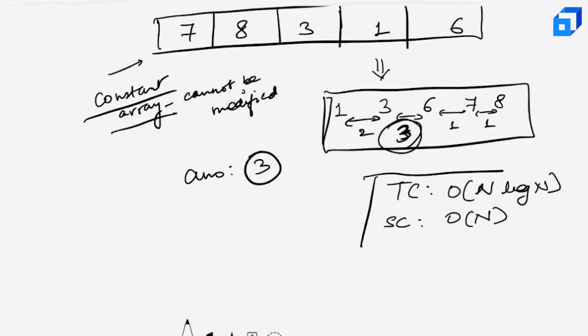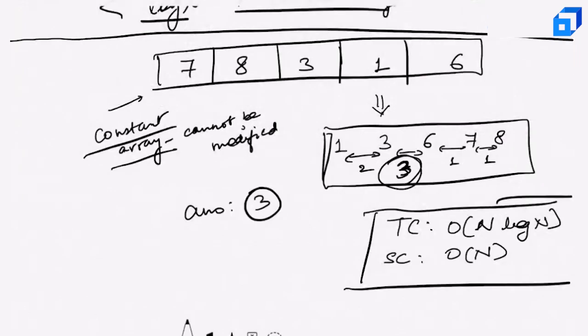Can you do something better than this? I'll repeat the question once more. You're given an unsorted array. The array is not sorted. What you have to find is, if the array was sorted and you looked at the adjacent number differences, what is the maximum difference you can find? What is the max gap you can find?